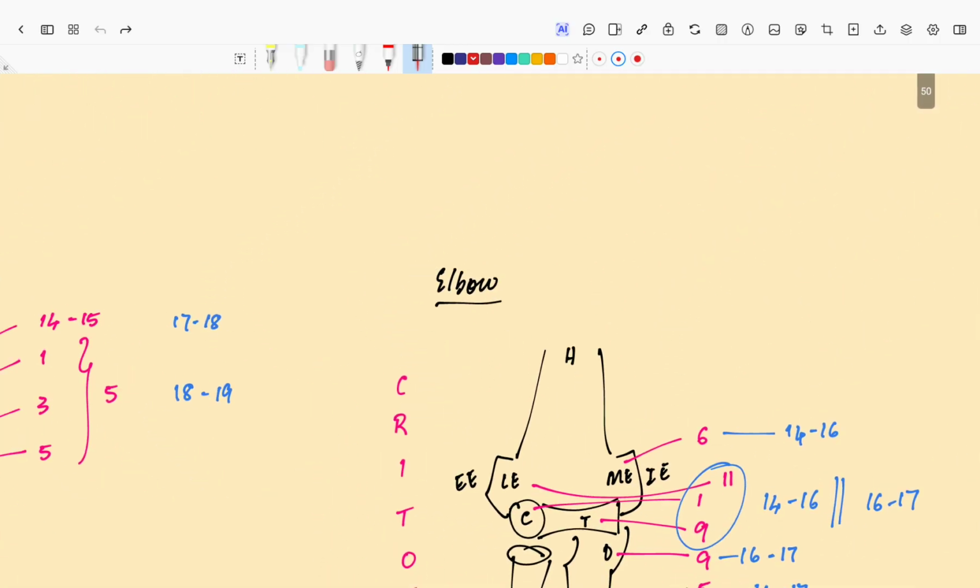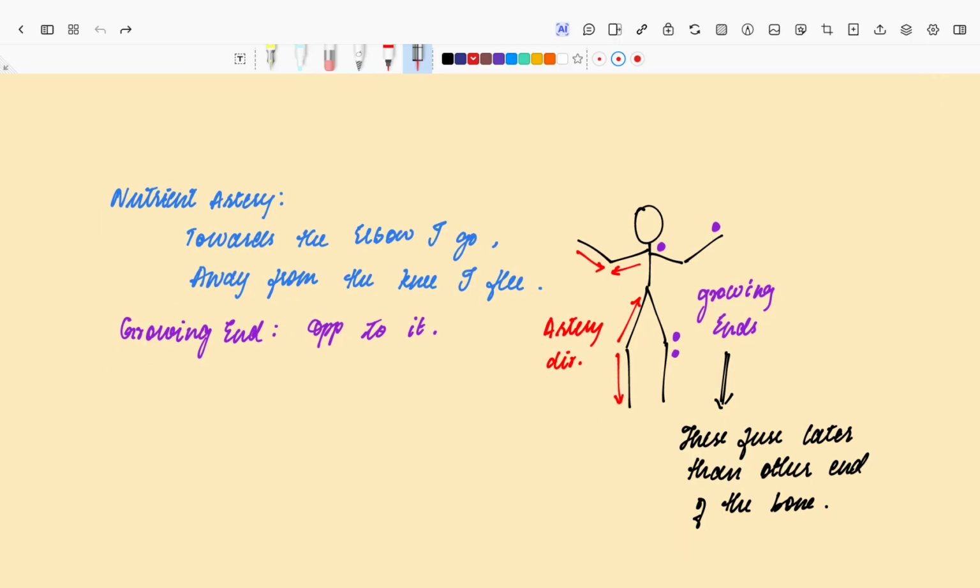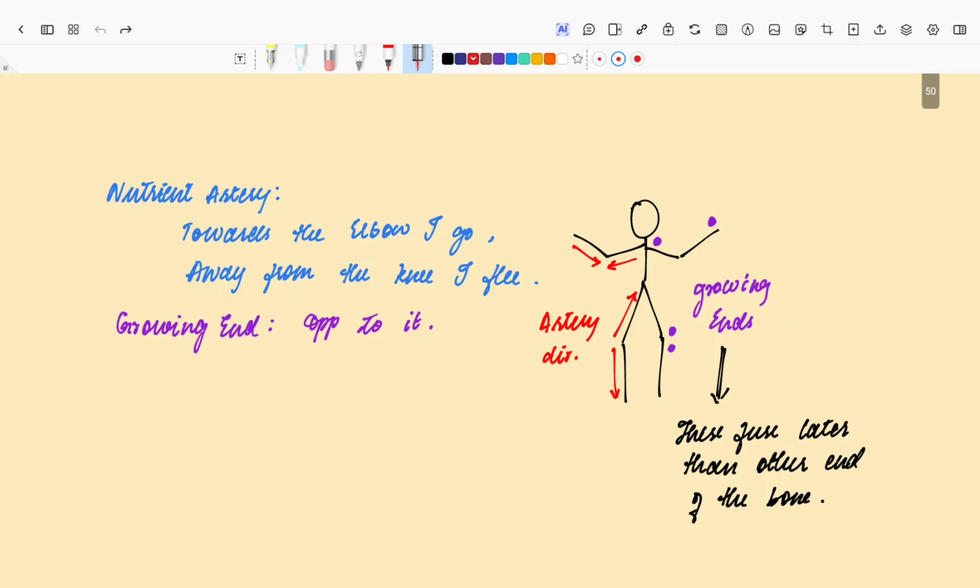Now we'll go to the actual X-ray part. We'll be seeing about bones. The first basic concept you need to remember before going to the X-ray is one fact: all long bones have a nutrient artery which enters. The saying goes like this: towards the elbow I go and away from the knee I flee. It means the direction of the nutrient artery. Towards the elbow I go means the nutrient artery is directed towards the elbow, so from the arm and from the forearm it goes towards the elbow.